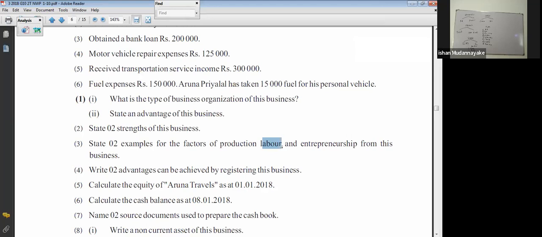Write down the answer. For labor, write a dash, then write Kanishka, manager. Okay, if not manager, Kanishka, labor. And for entrepreneurship, write entrepreneurship, then a dash, then write Aruna Priyala. Aruna Priyala, entrepreneurship.